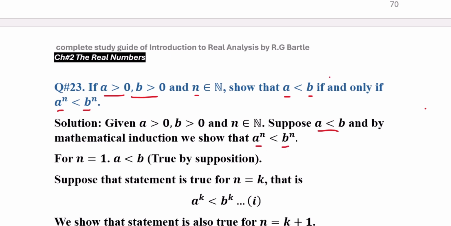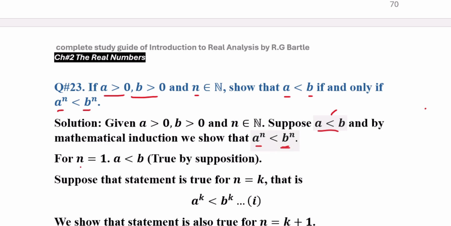The given question has two conditions. Firstly, we suppose A is less than B, then we will show that A raised to power n is less than B raised to power n. And conversely, we will suppose A raised to power n is less than B raised to power n, then we will show A is less than B. So, we start from A less than B and we will show A raised to power n is less than B raised to power n by using mathematical induction.